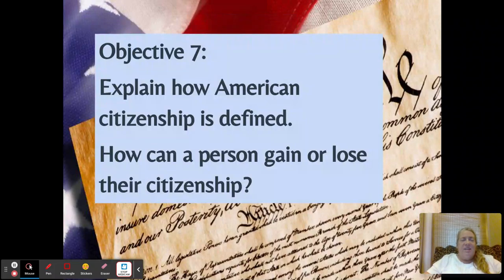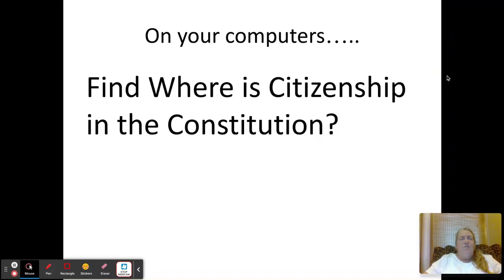This is an explanation for how American citizenship is defined. Who is a citizen of the United States, and how do you gain or lose your citizenship? So, first, I want you to take time and try to figure out where citizenship is actually located in the Constitution. So, pause here, go look.